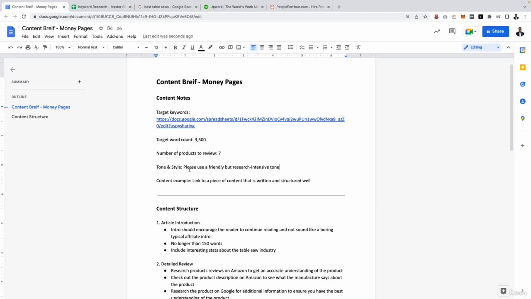The final thing I typically link to is a content example. So this would be another piece of content I have on one of my other affiliate websites, and it really just gives them a guide of the tone I'm trying to go for, how I structure my sentences, and how I just format things so it's easier for the reader to digest. Of course, I've removed the link to my affiliate site just for privacy reasons, but you can link to any piece of content that you think is well written and structured.